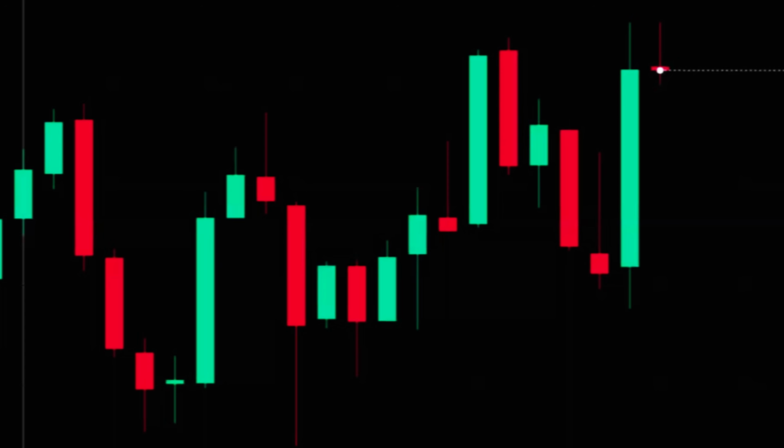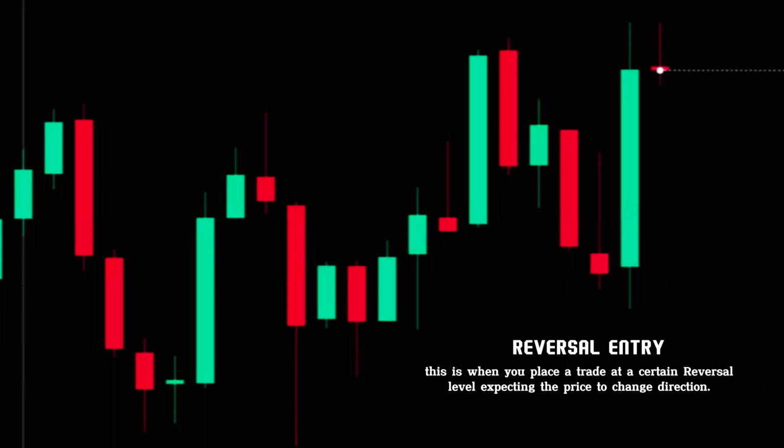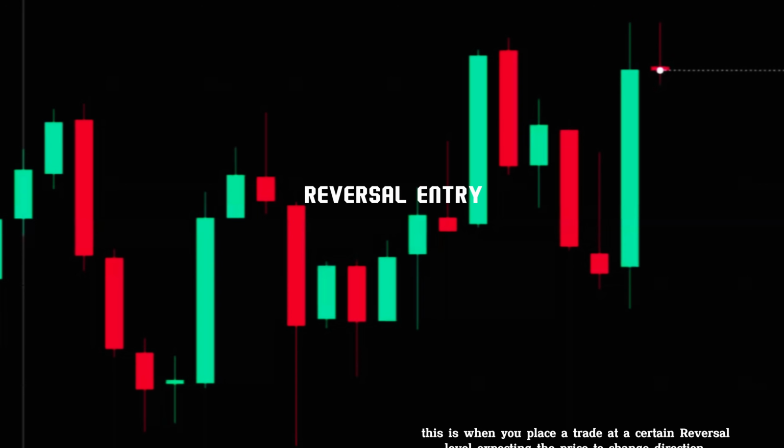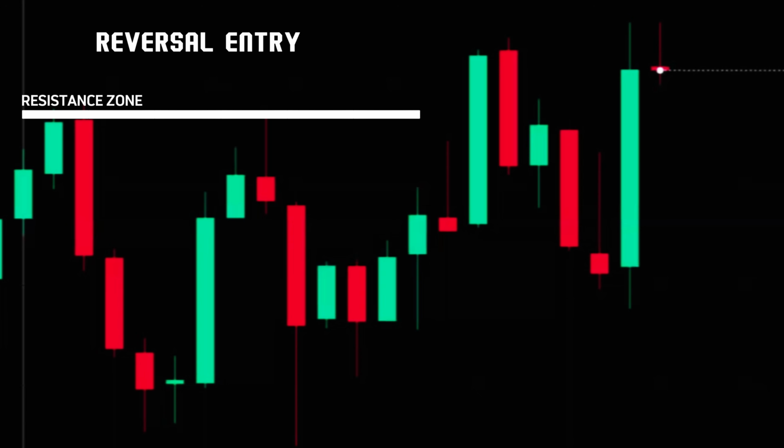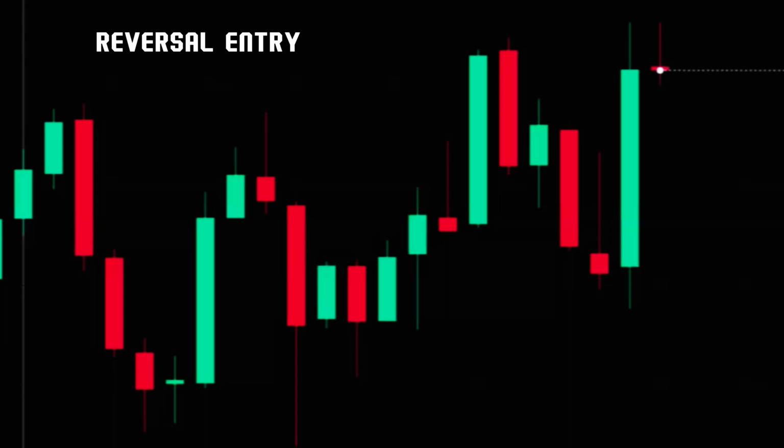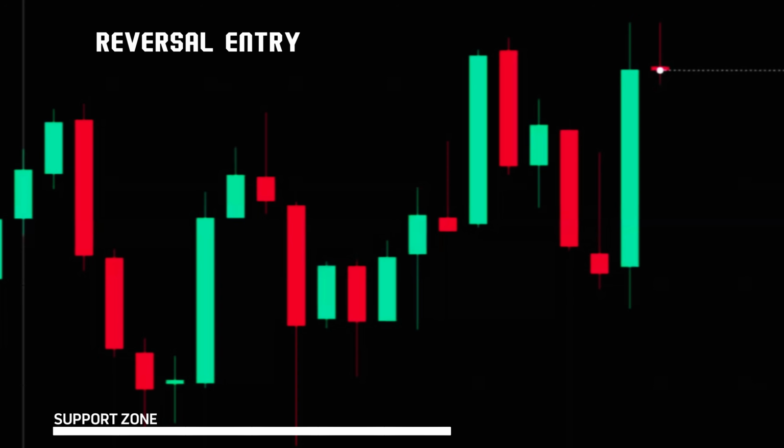On the other hand, we have reversal entries. This is when you place a trade at a certain reversal level, expecting the price to change direction. For example, if the price reaches the resistance zone, you will place a down trade immediately, expecting the price to reverse and start going down. And if the price reaches the support zone, you will place an up trade immediately, expecting the price to reverse and start going up.